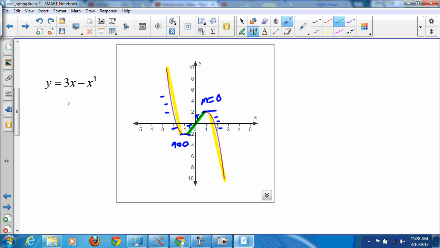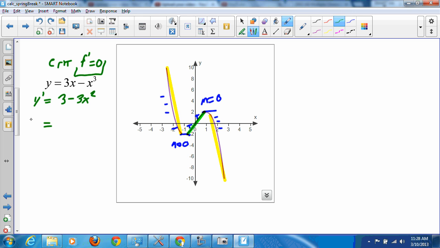So first of all, let's take the first derivative of this, and the first derivative of this would just be 3 minus 3x squared. Well, what we notice here is that at our critical values, the critical values are where the first derivative is equal to 0. So the first thing you're going to do is set the derivative equal to 0.